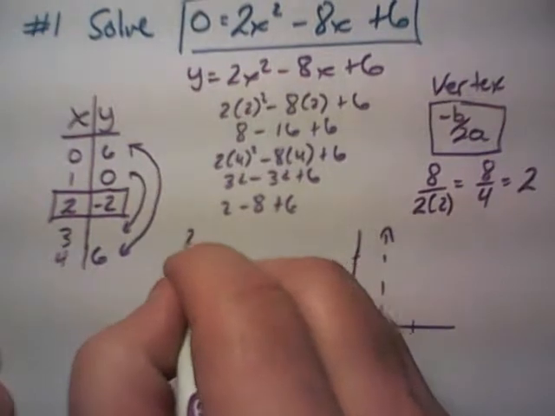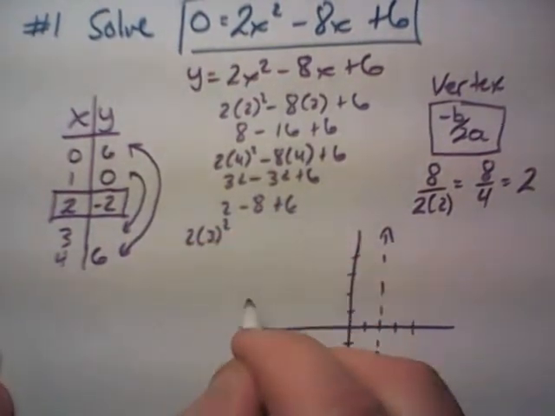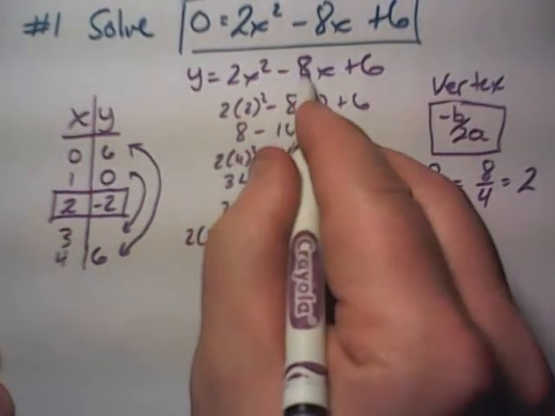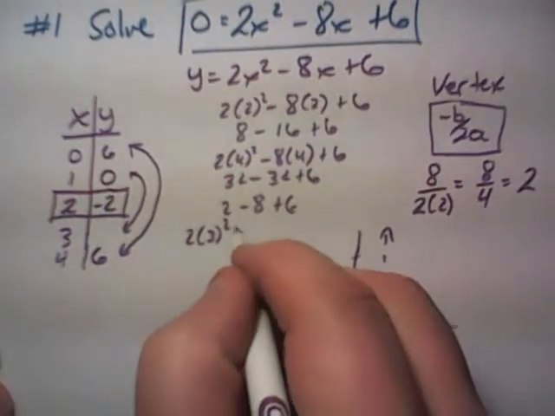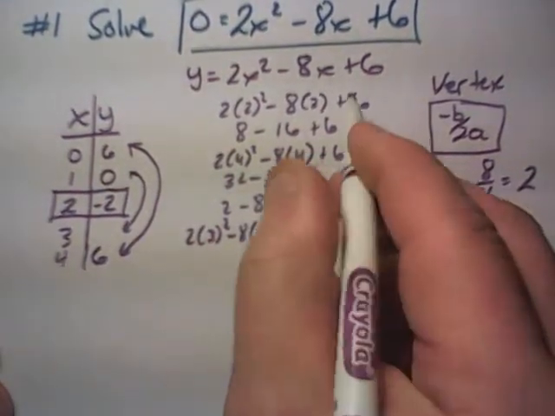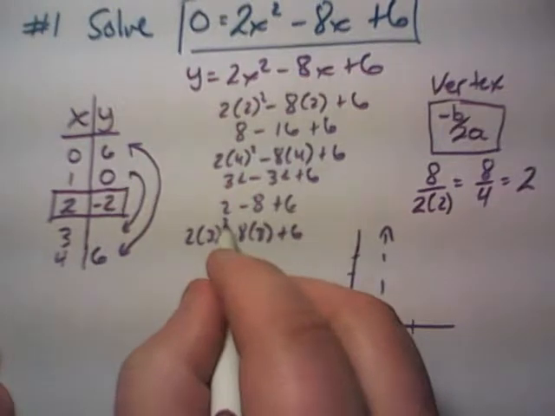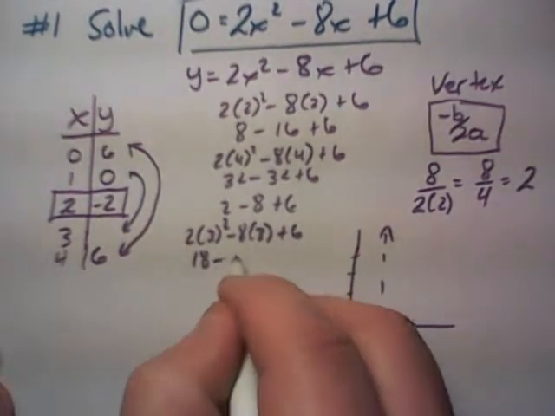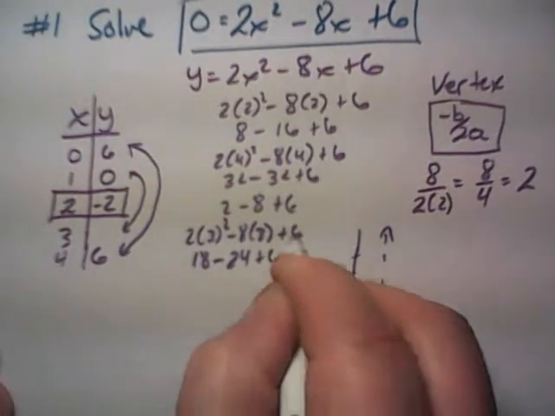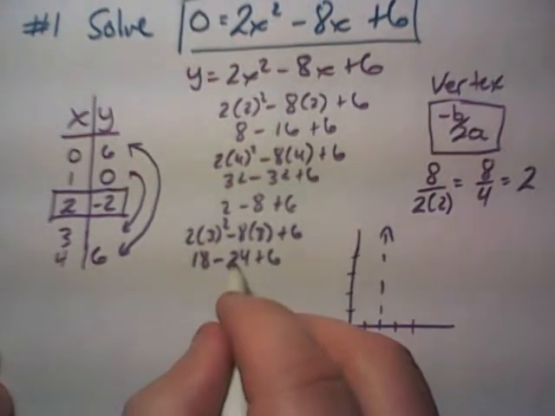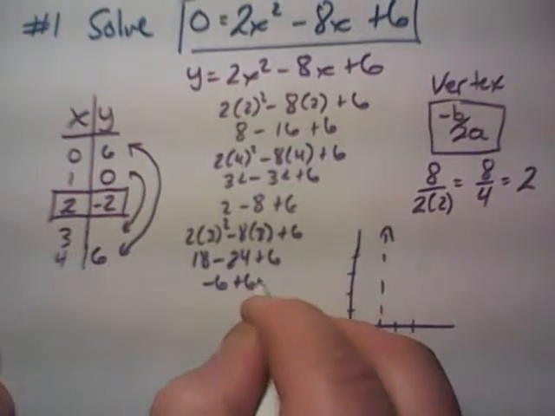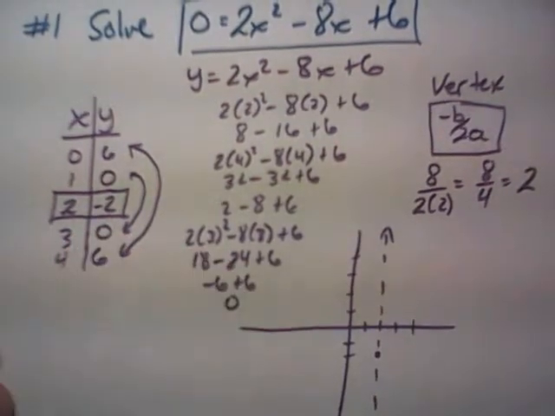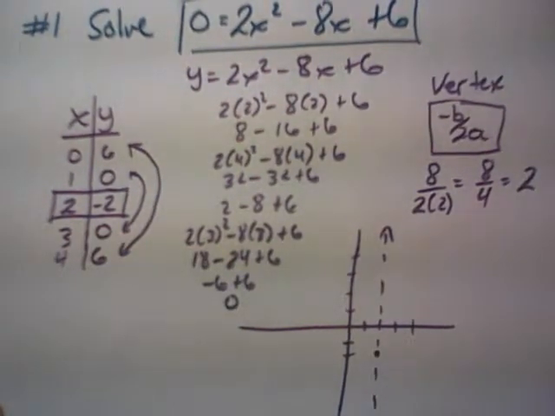If I plug in a 3, it's going to be 2 times 3 squared, and then minus 8 times 3 plus 6. 3 squared is 9. 9 times 2 is 18. Minus 8 times 3 is 24, and then plus 6. And 18 minus 24 is negative 6, plus 6 does give me a value of 0.